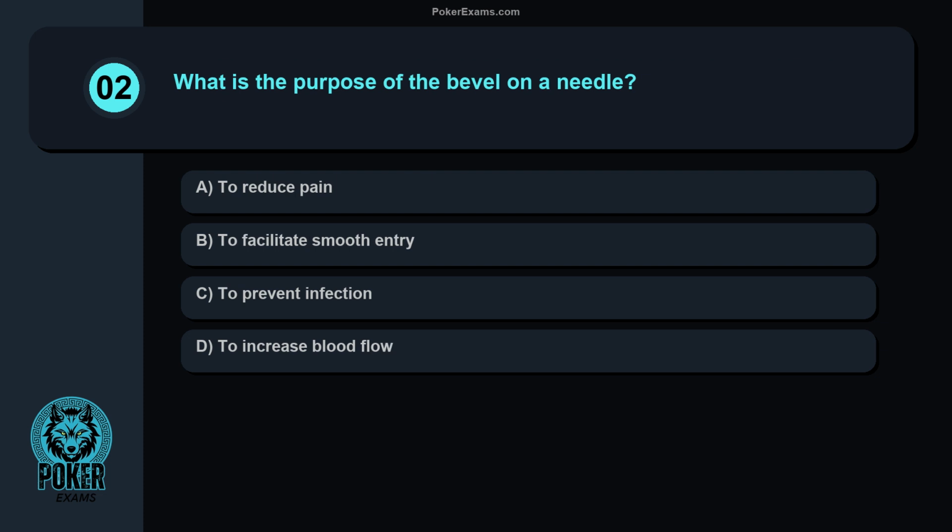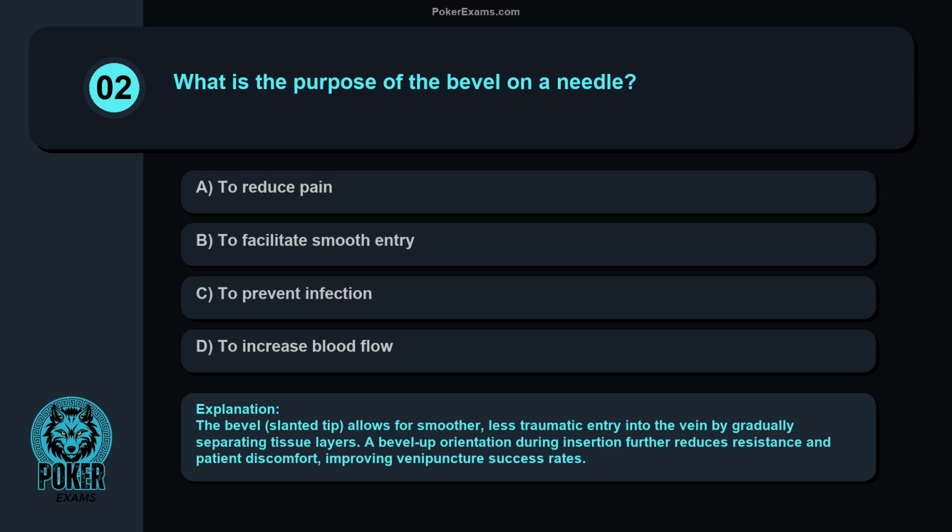Question 2. What is the purpose of the bevel on a needle? To reduce pain. To facilitate smooth entry. To prevent infection. To increase blood flow. The bevel, slanted tip, allows for smoother, less traumatic entry into the vein by gradually separating tissue layers. A bevel-up orientation during insertion further reduces resistance and patient discomfort, improving venipuncture success rates.